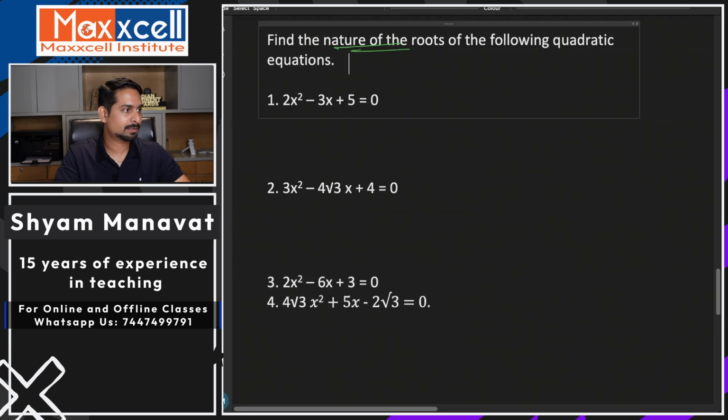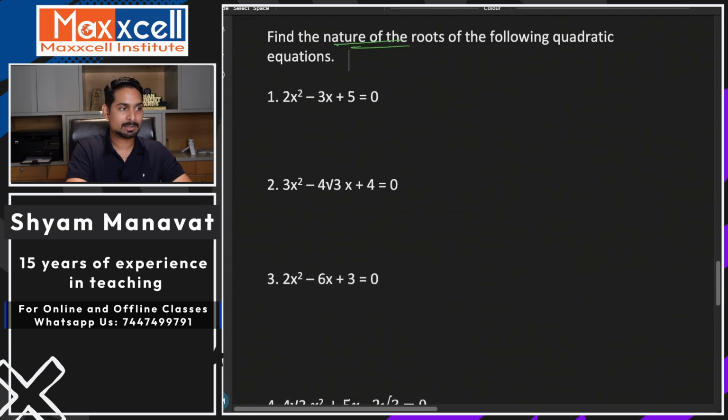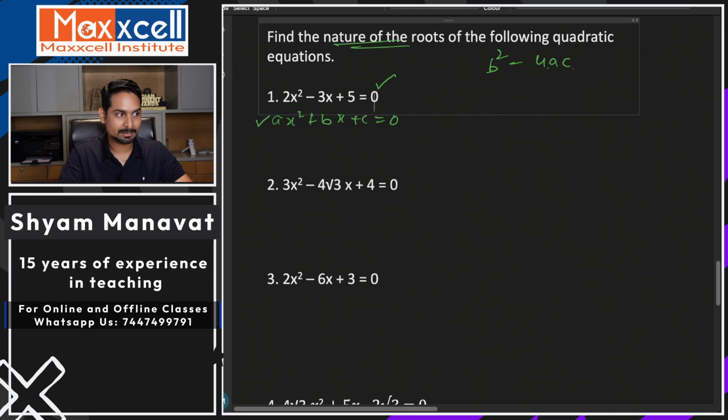You know how to find the nature of roots? By using what? Discriminant. What is discriminant? b square minus 4ac. What are a, b and c? For that you need to look at the standard form of quadratic equation. Comparing the standard form of quadratic equation with the given equation, you will get a, b, c, and that you substitute in the discriminant and see what is the relation between this discriminant and 0, whether it is positive, negative or equal to 0.